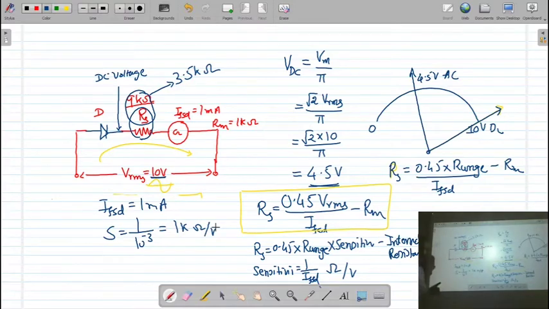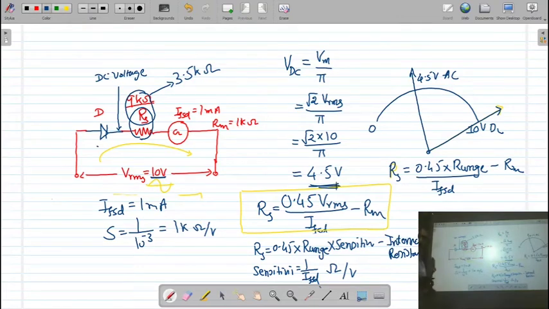Means that if the range of the meter is 1 volt, then the resistance offered by the meter is 1 kilo ohm. If the range of the meter is 10 volt, then the resistance offered by the meter will be 10 kilo ohm. So this is known as the sensitivity of the meter. Okay? So here you can see that when I am using a half wave rectifier, then the sensitivity is only 0.45 times.